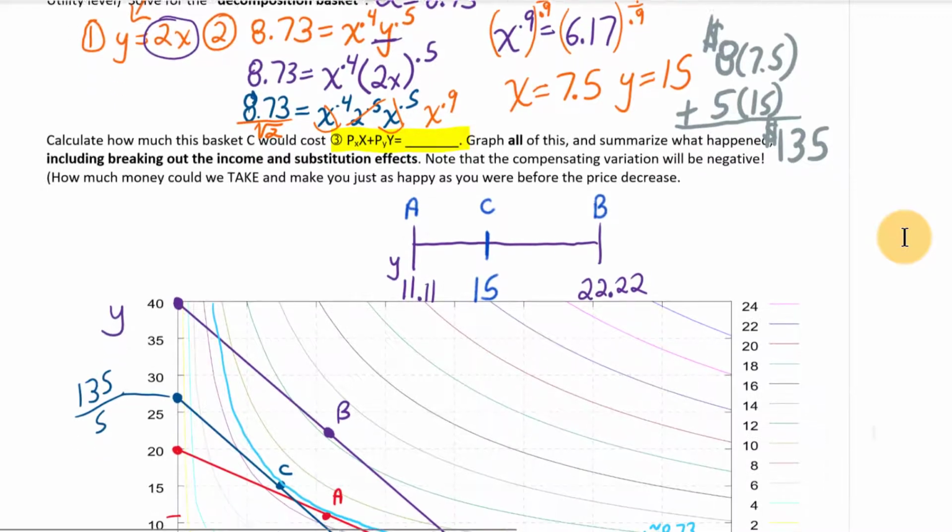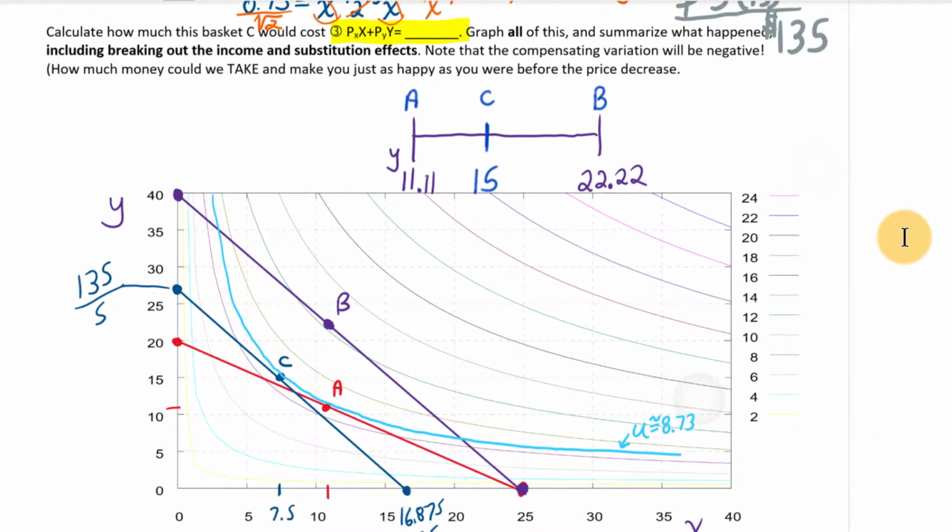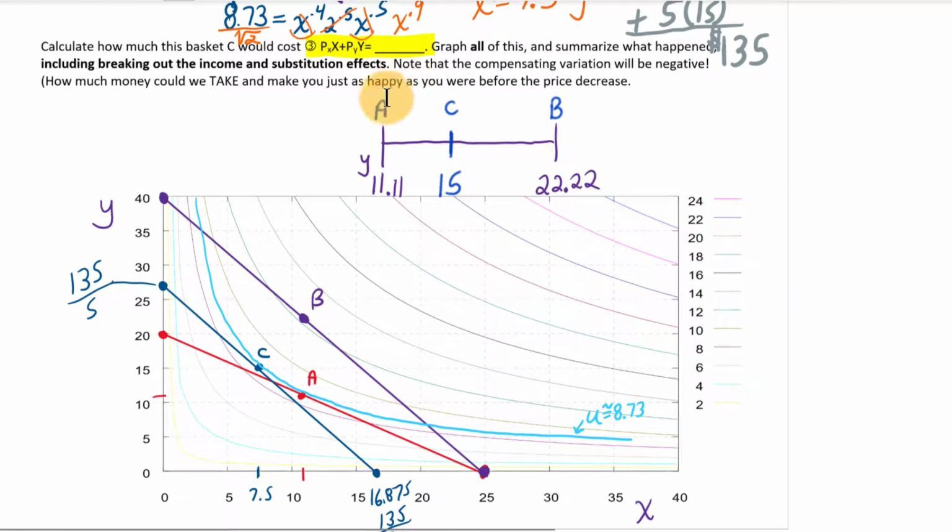And then we want to label between which two is the income and which two is the substitution. And you always know the difference between the two parallel lines is the income effect. So B and C is the income effect. And therefore between A and C, that rotation with the different slopes shows you the substitution effect.